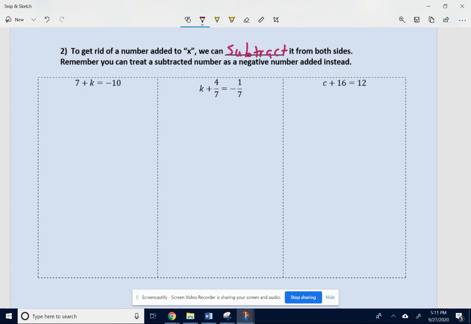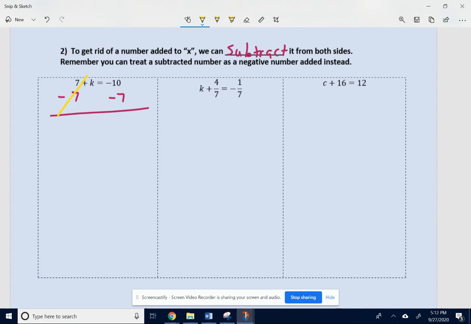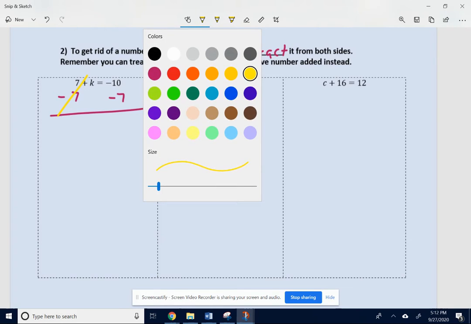First problem. 7 plus k equals negative 10. That 7 is being added. So to get rid of the added 7, I'm going to subtract 7. But I need to do that to both sides of the equation. So the added 7 and the subtracted 7 go away.